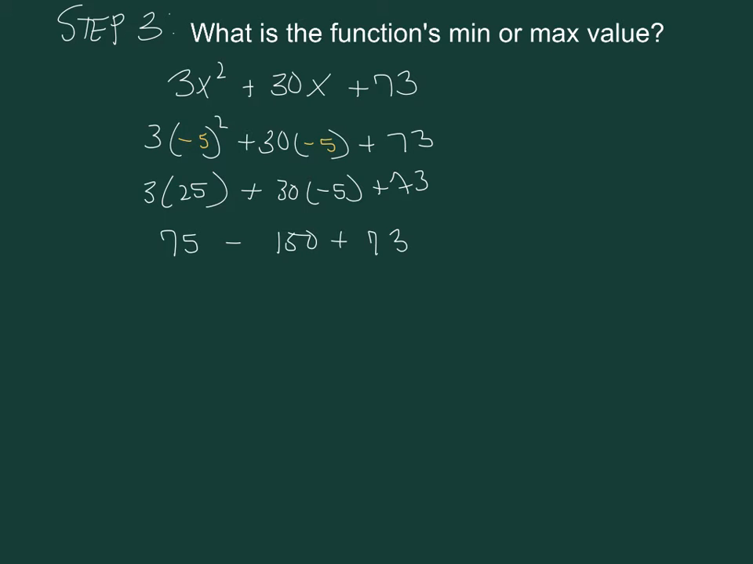Now I add all this up and I go 75 minus 150 plus 73 is going to equal negative 2. And that is your answer for the third part.